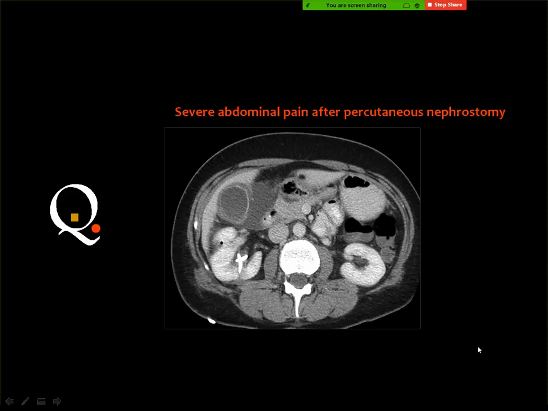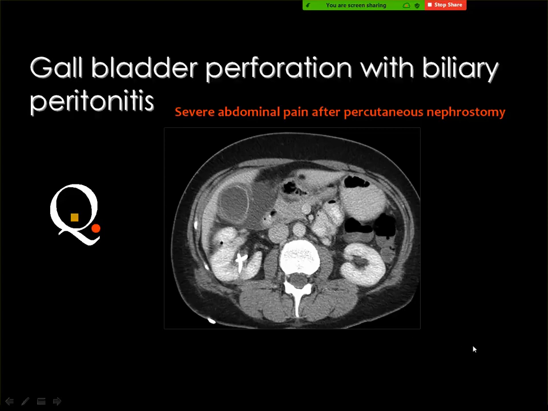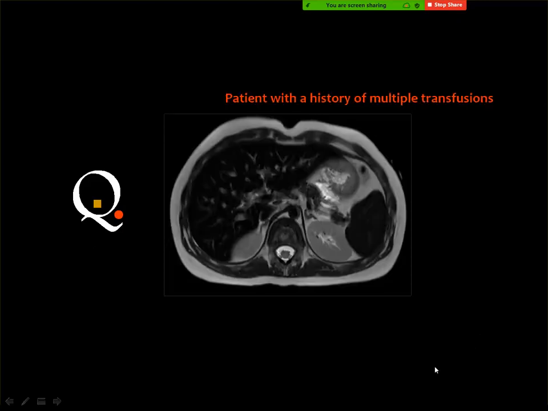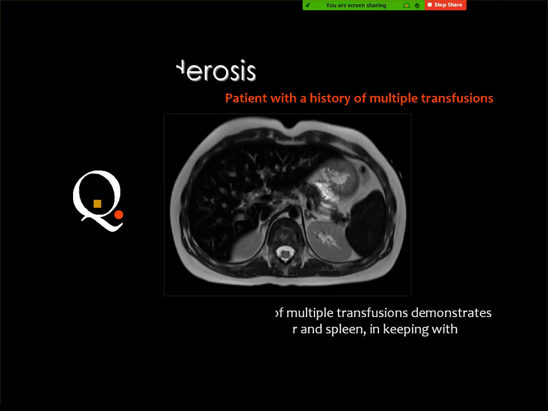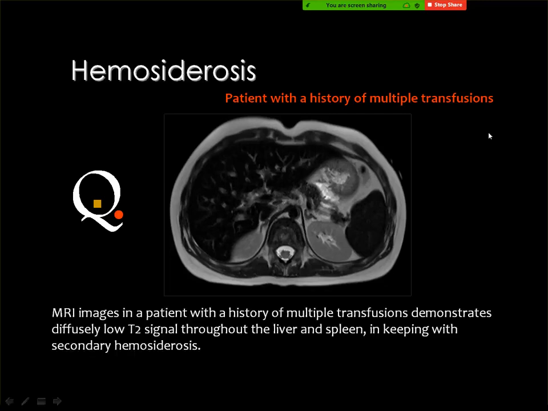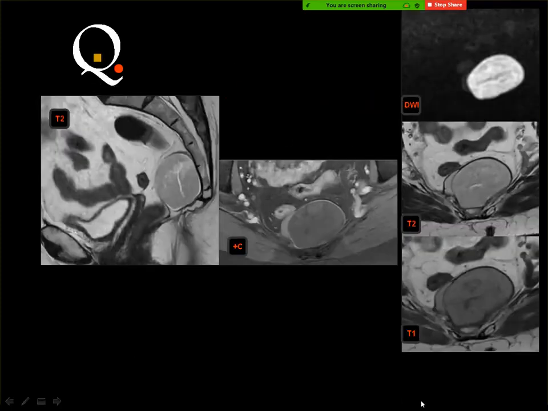Perforated gallbladder. Very good. And this is gallbladder perforation with biliary peritonitis. Very good. Yes, and this is iron overload because of multiple blood transfusions. This is a presacral dermoid cyst.